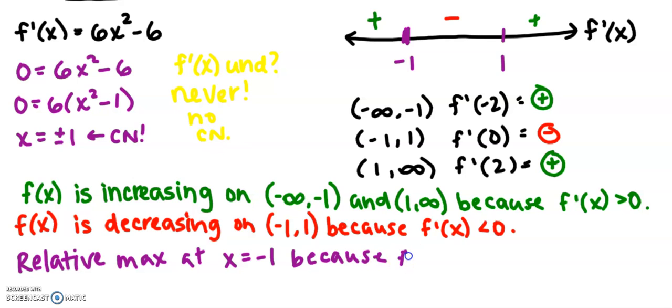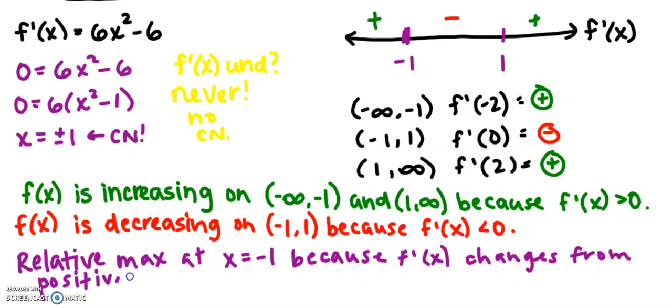because f prime of x changes from positive to negative. So if f prime of x is changing from positive to negative, that's because the original function was changing from increasing to decreasing. And if you think about increasing, walking up a hill, decreasing, going down a hill, at -1, we reached the top of the hill.